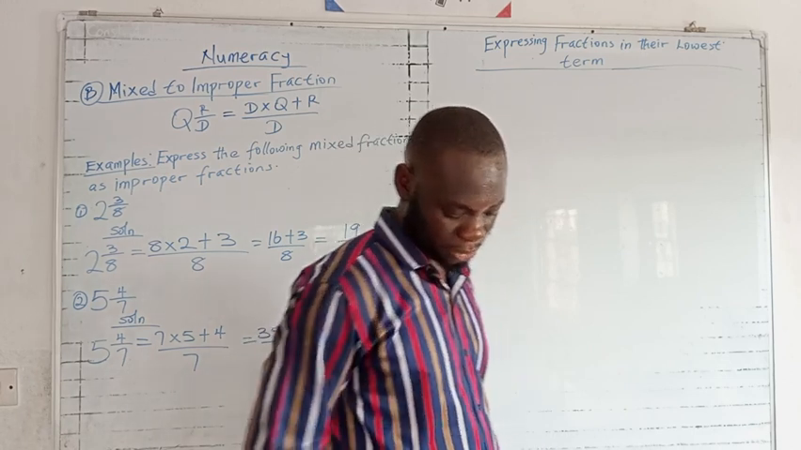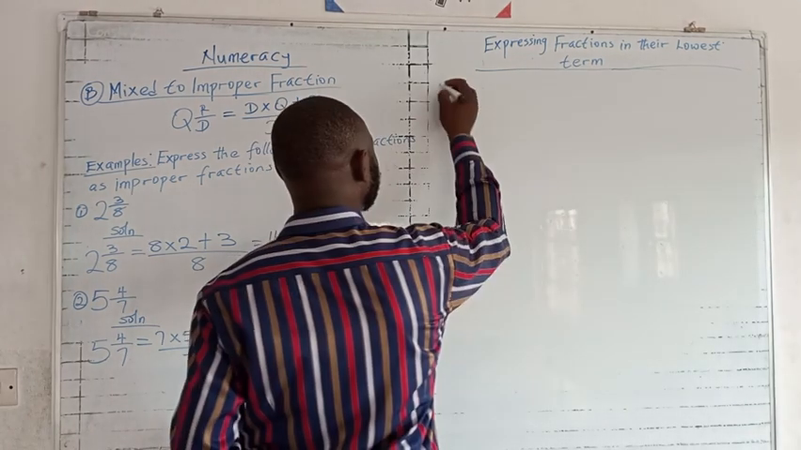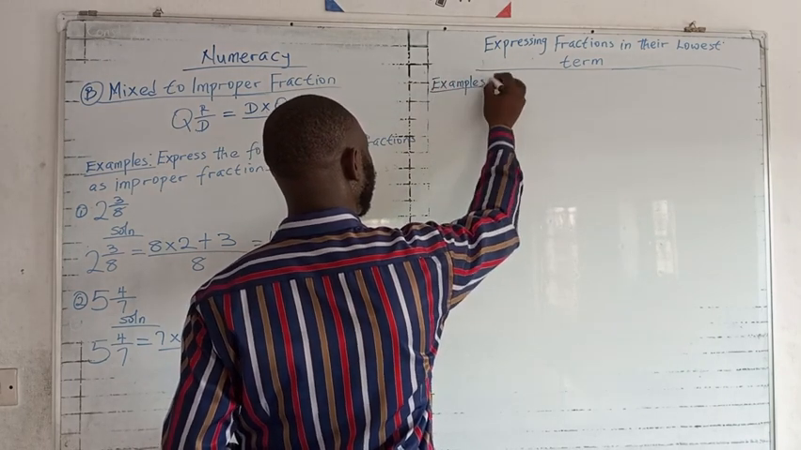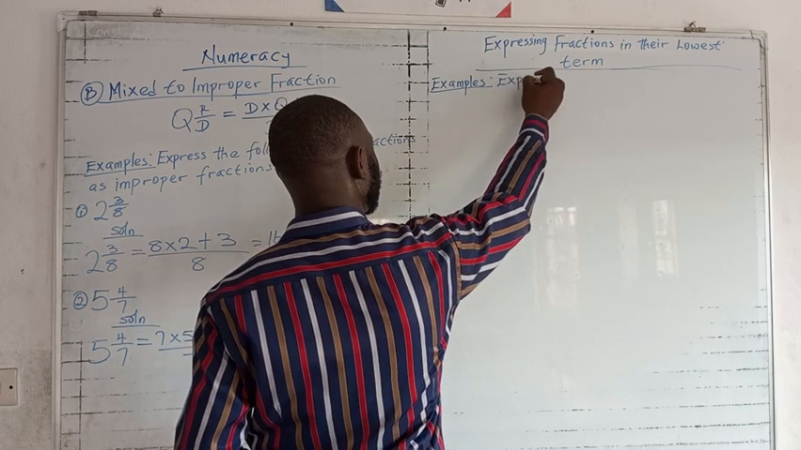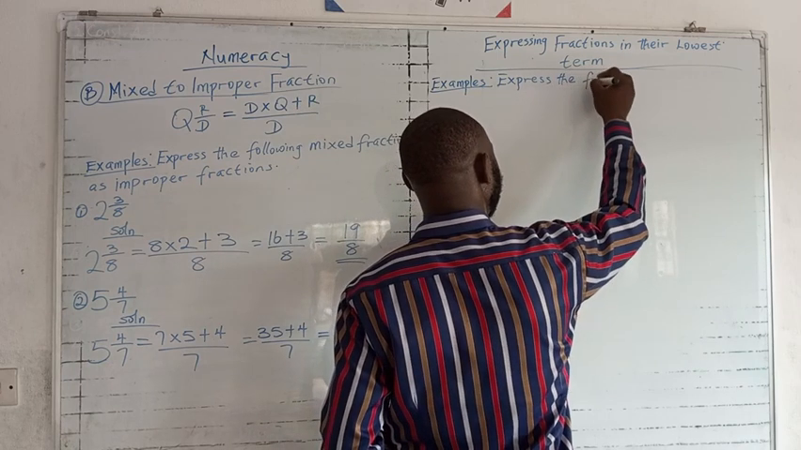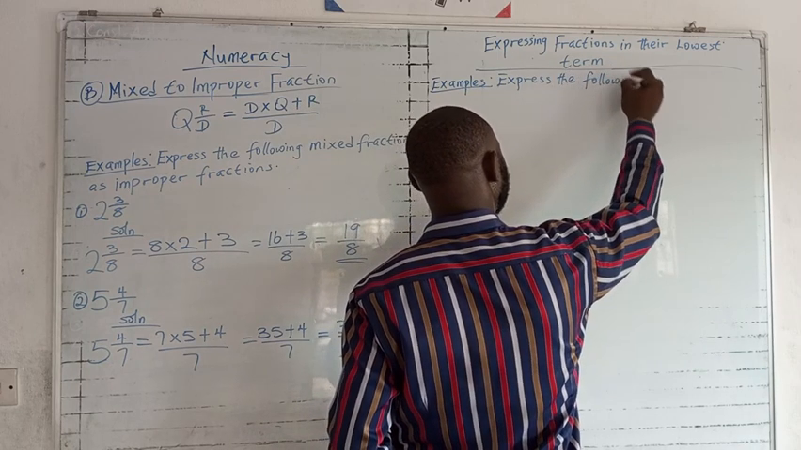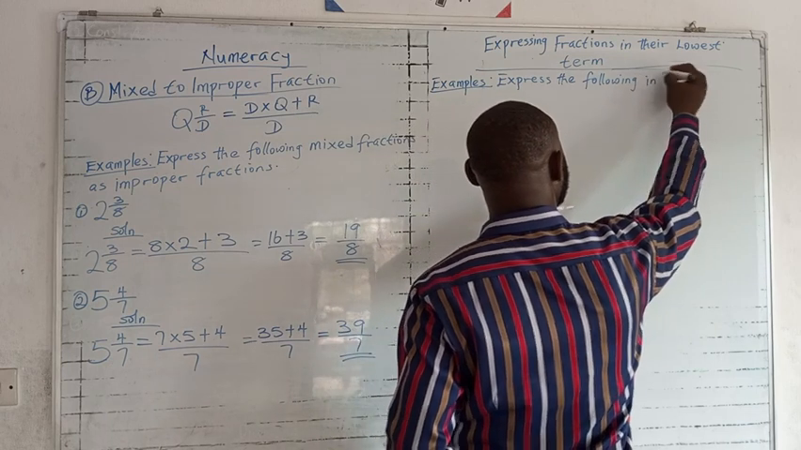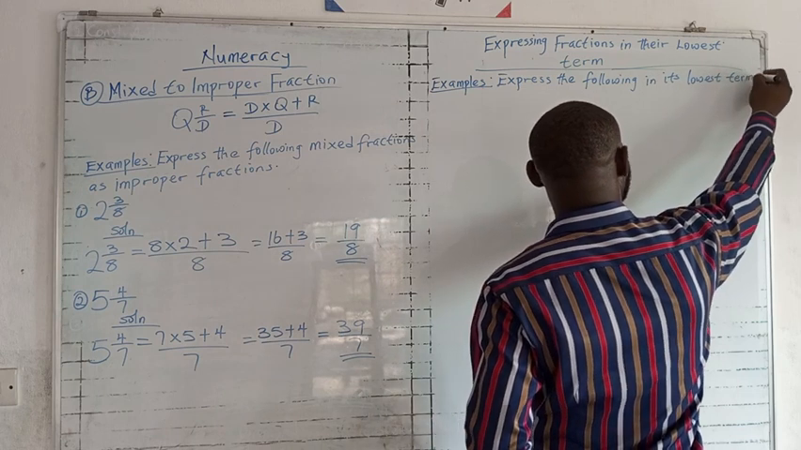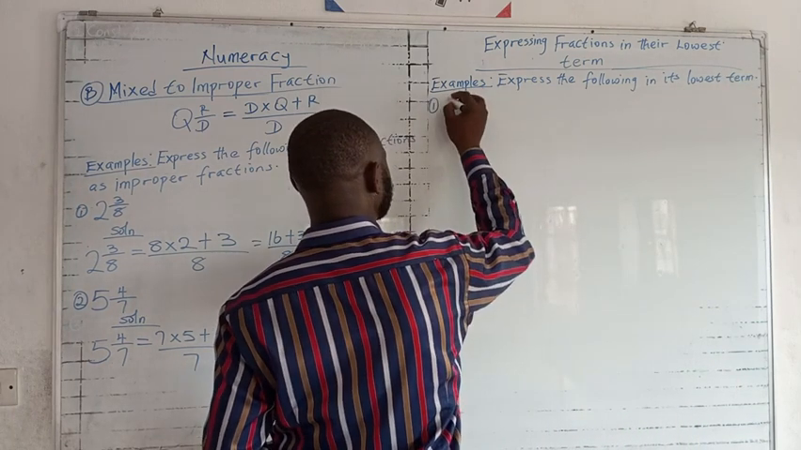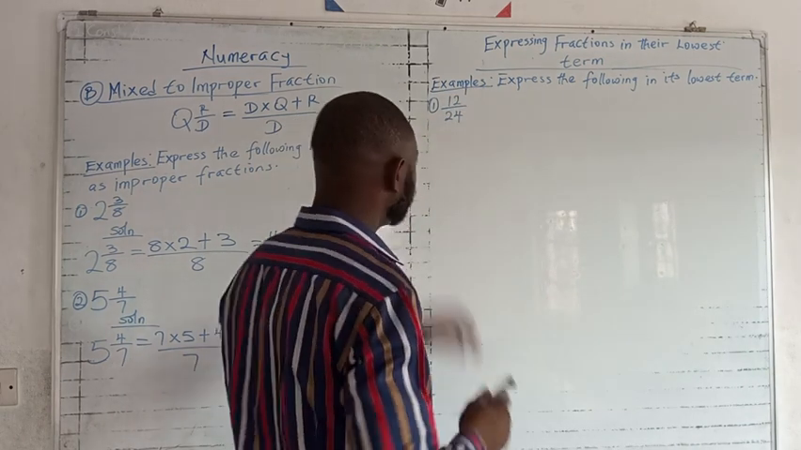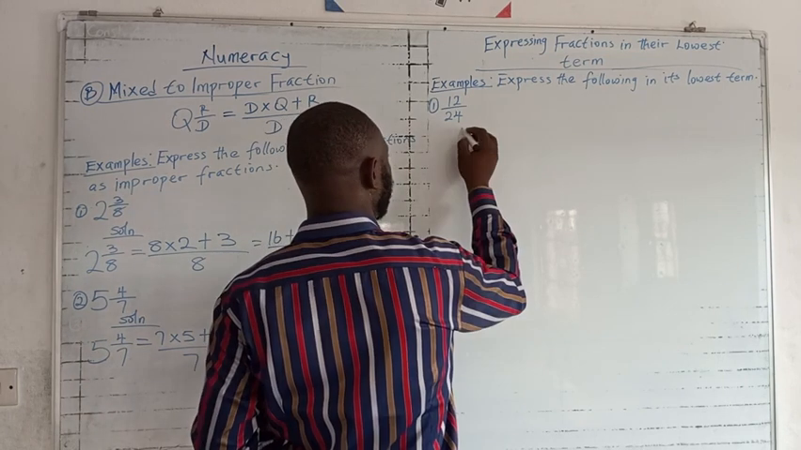So let's look at some examples. Okay? Example. Express the following in its lowest term. Number 1. Let's say I have 12 over 20. Solution.